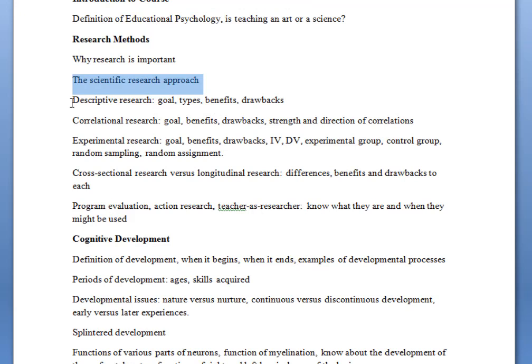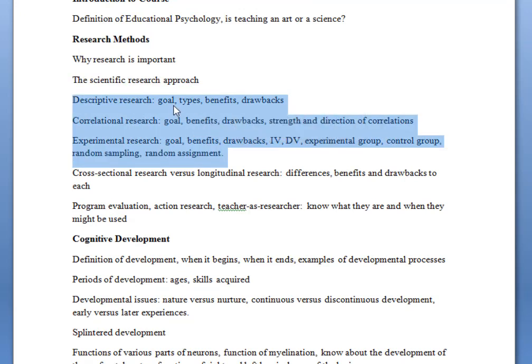Now, we talked about three major types of research. We talked about descriptive or observational research. We talked about correlational research and experimental research. Any of these three could be appropriate depending on what your goal is. So it's not that one type of research is better than another. It's just that they give you different kinds of information.